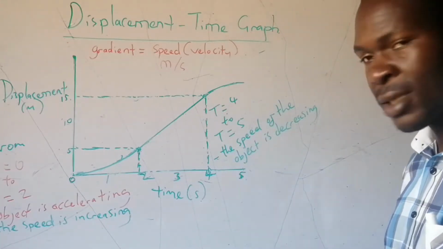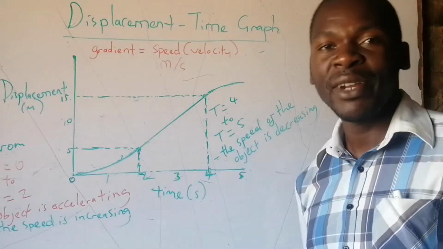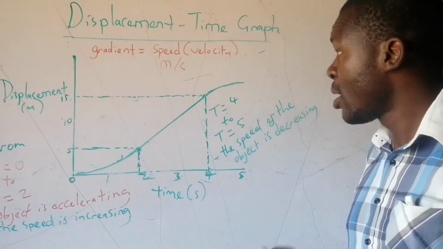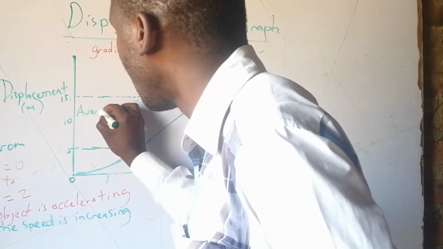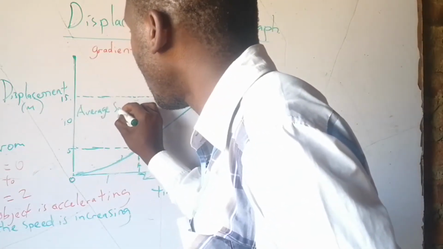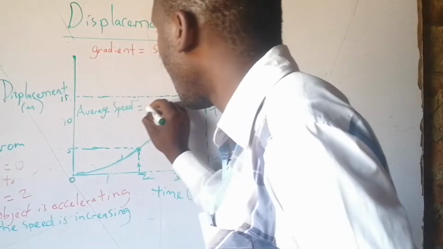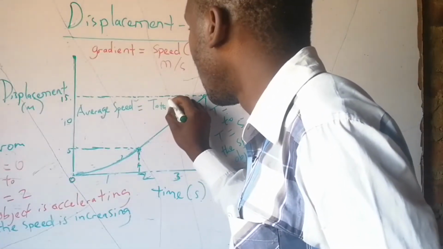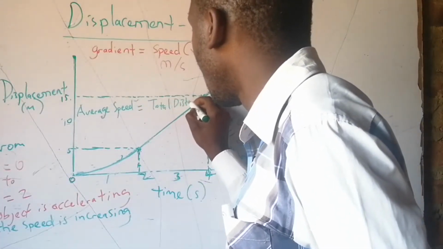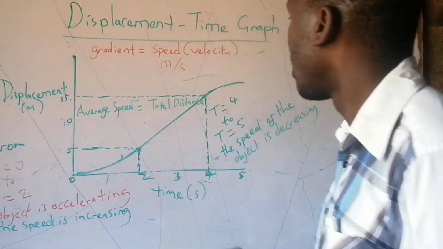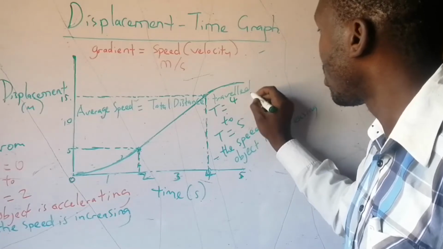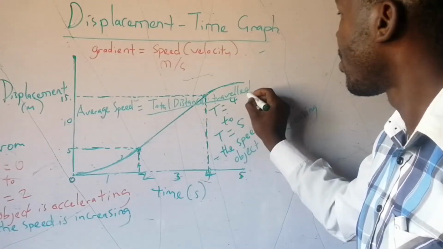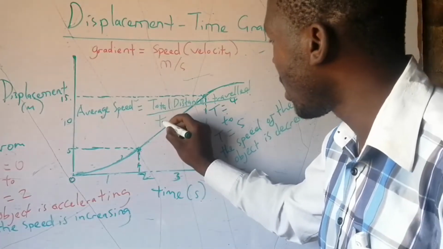Please, you can be asked to find the average speed of this object. Just know that the formula for average speed is equal to total distance traveled over time taken.